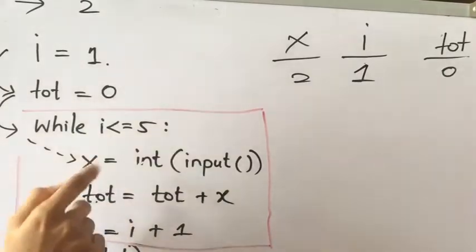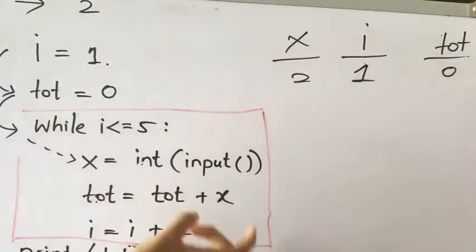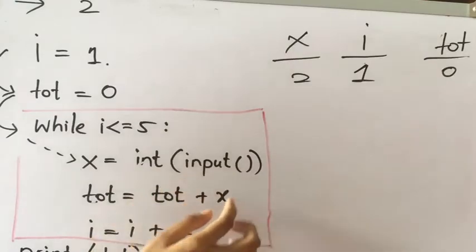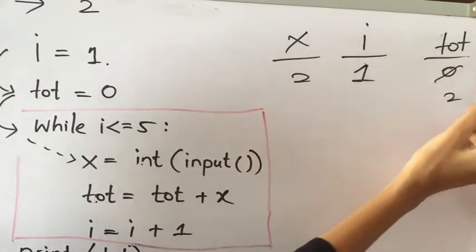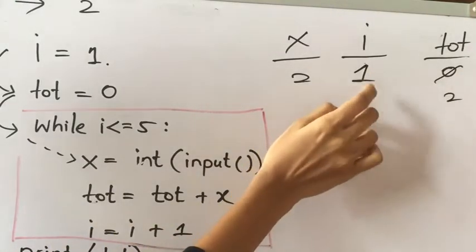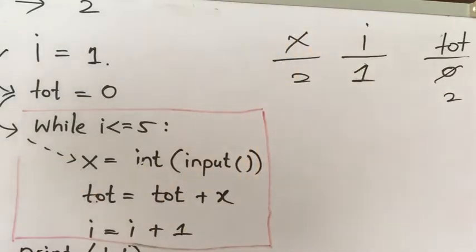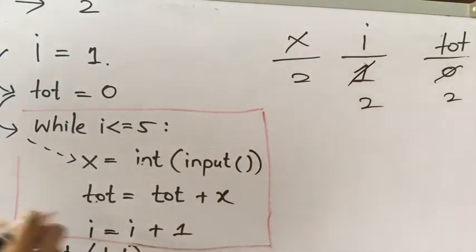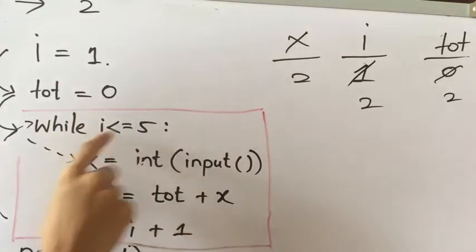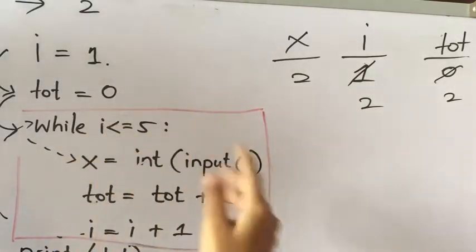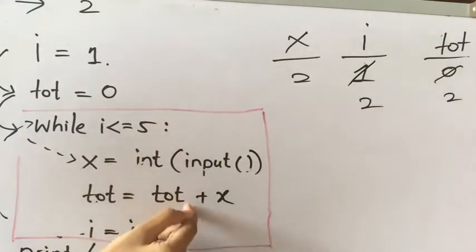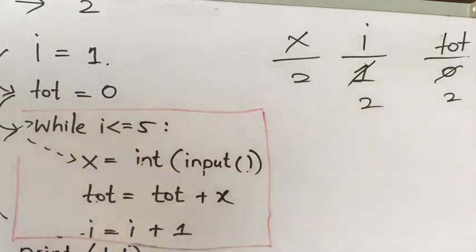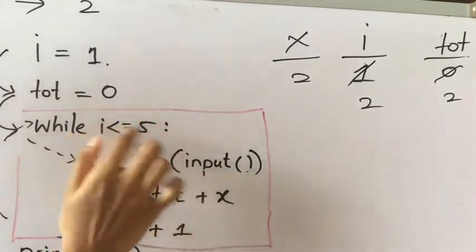We got the input, then tot equals tot plus x. We had 0 here, so 0 plus x. 0 plus 2 is going to get assigned to tot. So 0 plus 2 is 2. I equals I plus 1. So we are going to increase this I by 1. It is going to become 2. After this code, it will go to the top again and check if that condition is still true. Now what do we have in I? 2. 2 is less than or equal to 5. Yes, still true. So it will again go into the code and do this step. So likewise it is going to loop again and again until this condition becomes false.